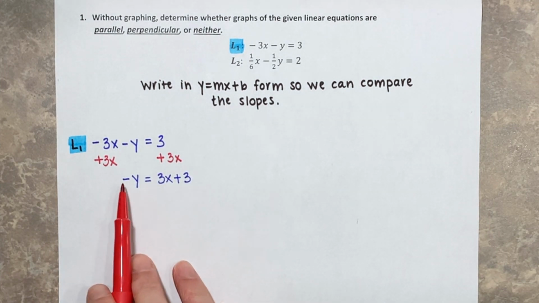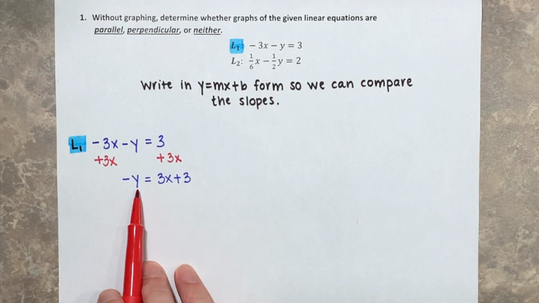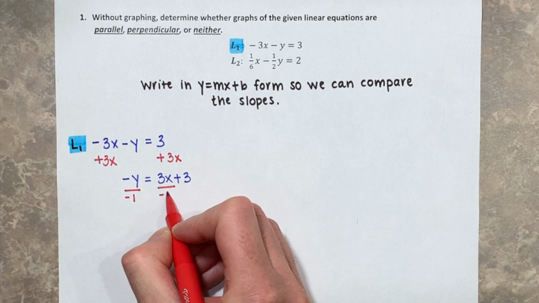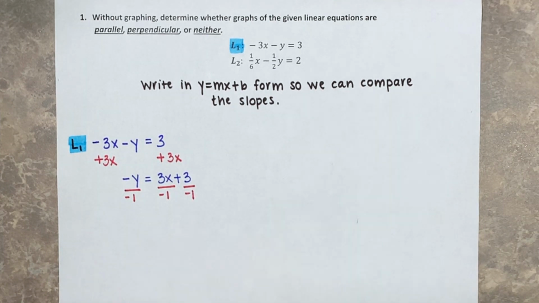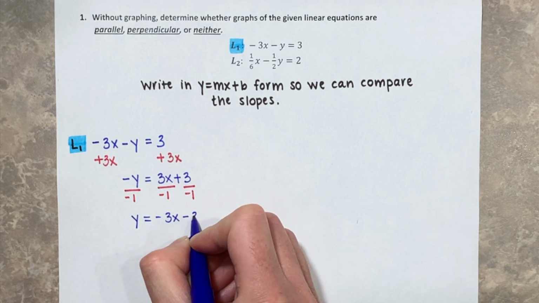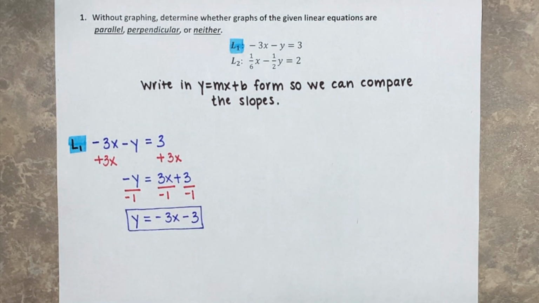We can picture this as a -1 times y. So to isolate y, let's divide by -1. And that will leave us with y is equal to negative 3x minus 3. Now that we've written our line in y equals mx plus b form, we can clearly see that the slope of this line is negative 3.